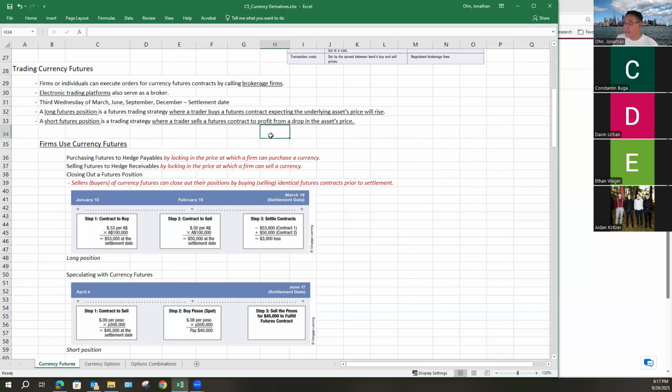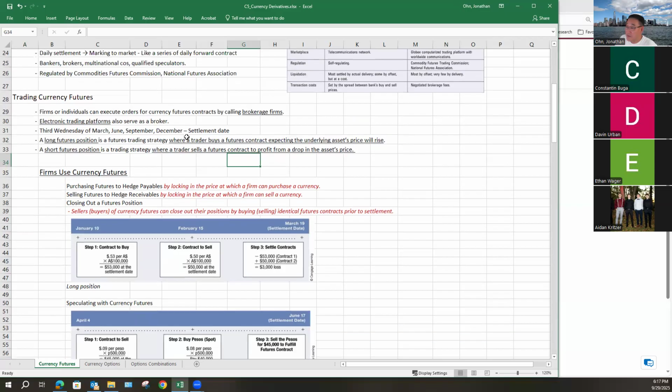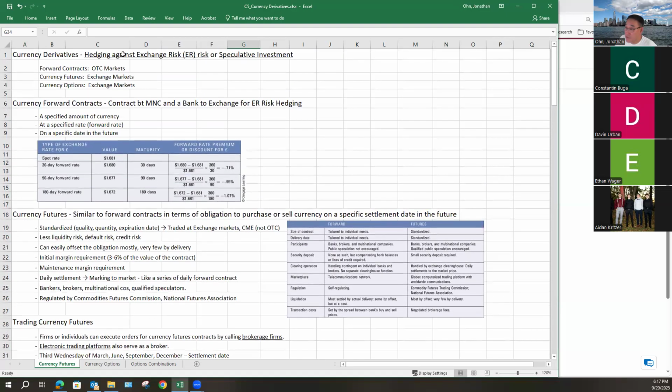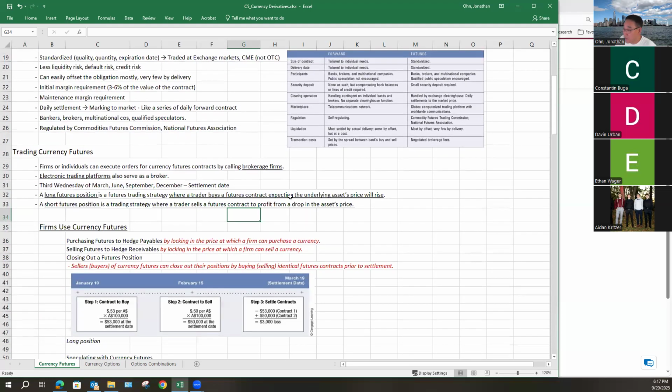Okay, so long position and short position are used to either eliminate exchange rate risk or for speculative investment. A speculative investment is where your goal is to get profit based on your projection, based on your expectation, and take your position, either long or short, and then get the profit. That's the speculative investment.